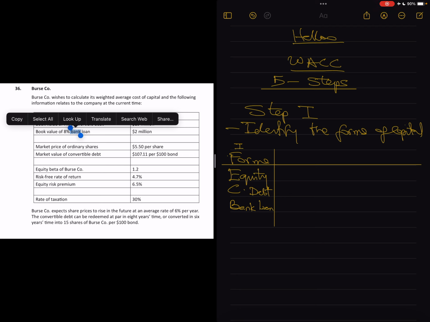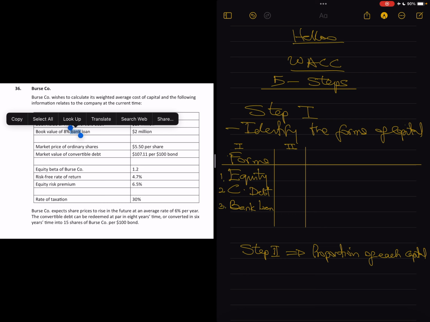So we have passed. What is step 2? Step 2 says we need to get a proportion. Yeah. So step 2, we need to get the proportion of each capital. So we'll start, we have 3 here, 1, 2, 3, yeah?